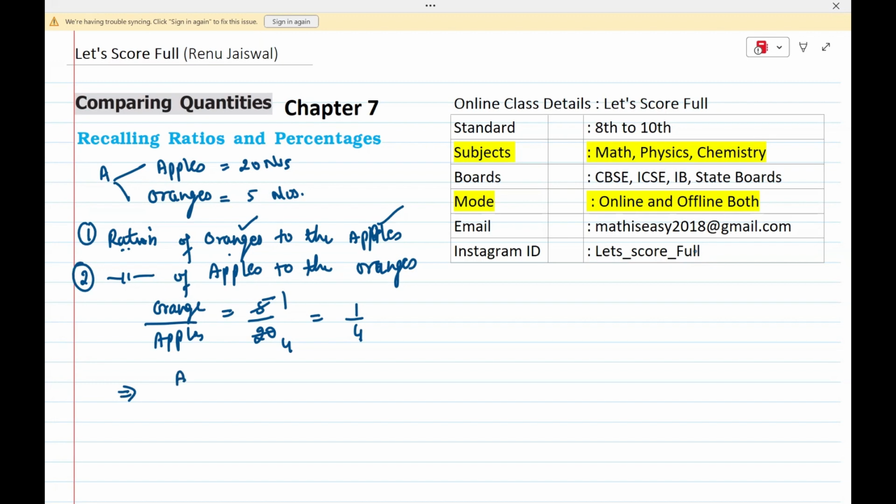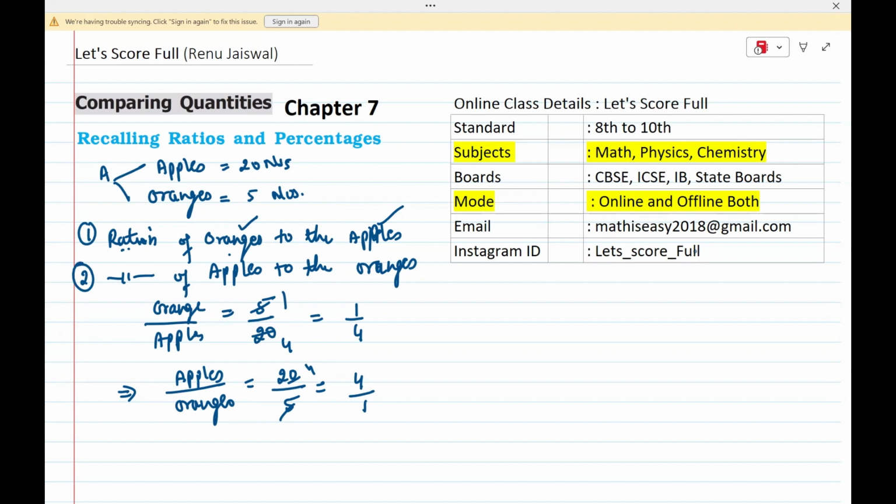There are two ways. Suppose you want to calculate apples upon oranges. How many apples do I have? 20. How many oranges? 5. So simplify it, I'm getting 4. In the denominator, nothing means 1. So the oranges to apples ratio is 1/4, but the apples to oranges ratio is 4/1.